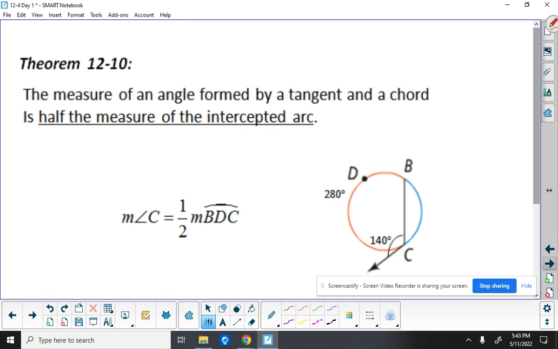Then we also looked at an angle formed by a tangent, like this tangent right here, and a chord, this chord right here. That angle, in this case, is 140 degrees. It's half the measure of the intercepted arc. The intercepted arc is just between those two lines, so it's this all the way around here, which is 280, and the angle is half of that, much like the inscribed angle, okay?